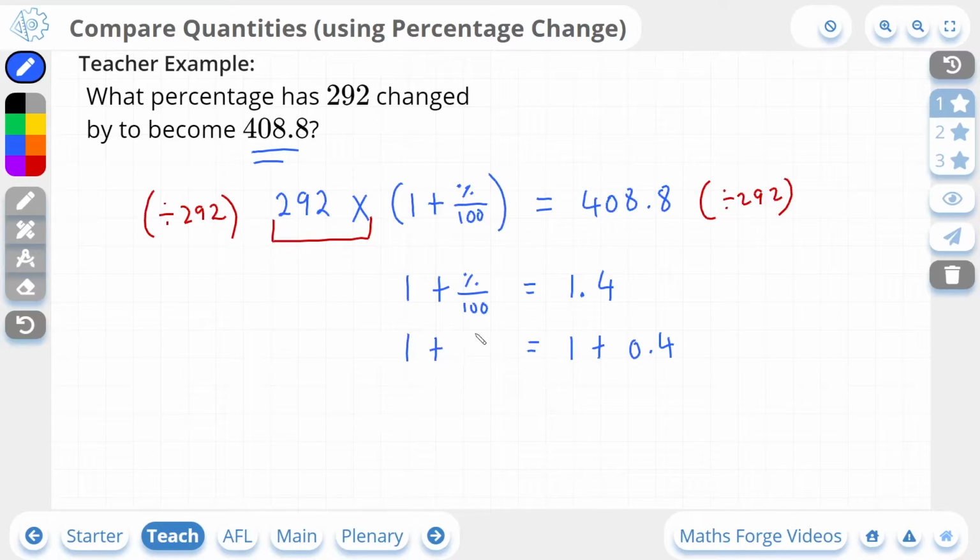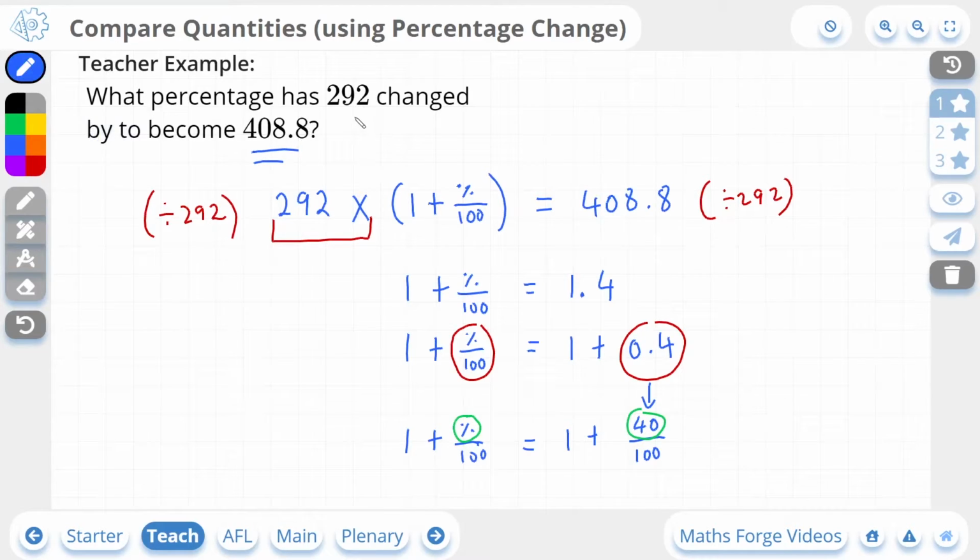So this is going to be 1 plus a percentage over 100. And now the only thing we have to compare here is this percentage over 100 and this 0.4. So you have to ask yourself, how can 0.4 be written as a fraction over 100? Well, this is going to be 40 over 100. And so now both sides can be modified to look like the following: 1 plus a percentage over 100 is equal to 1 plus 40 over 100. And if you notice here, the percentage is 40.